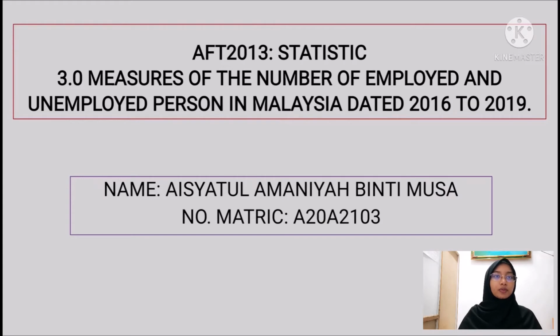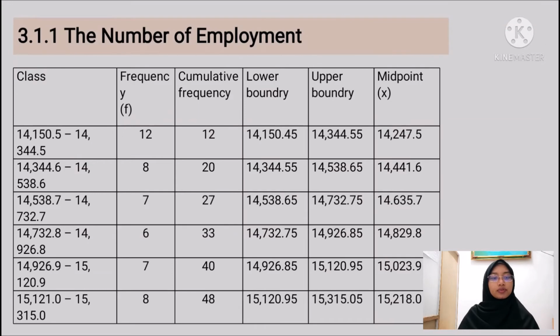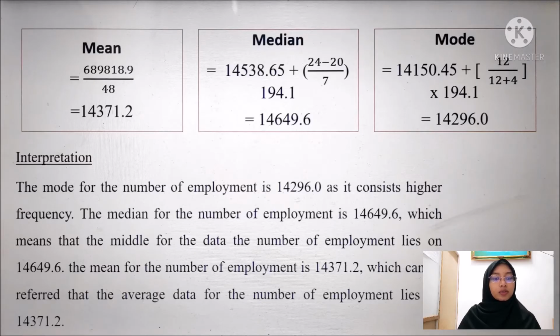Hi, Assalamualaikum. My name is Aisha Tuamania binti Musa, and I'm going to present the measures of the number of employed and unemployed persons in Malaysia dated 2016 to 2019. For the number of employment, based on the diagram, the mode is 14,296.0 as it has the highest frequency.